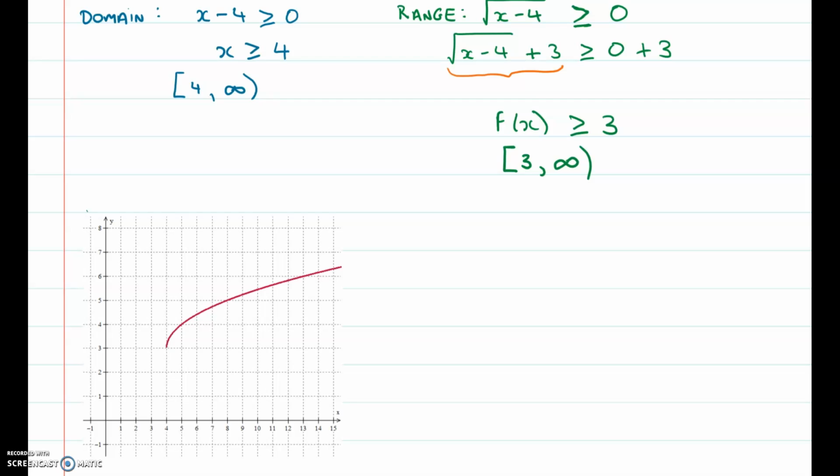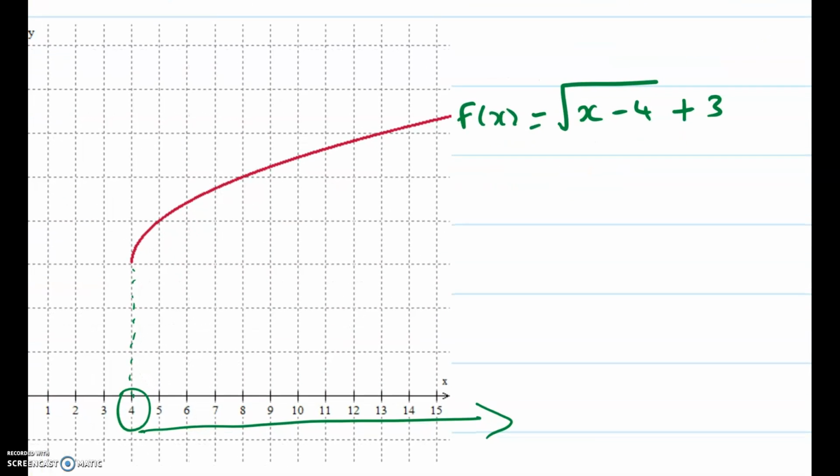Okay, so this is the graph. I'd drawn it earlier. This is f of x equal to the square root of x minus 4 plus 3. And remember, domain is, where does it start on the left? So the domain, it starts here. That's its starting point, and then it keeps going. So the domain is from, that's 4. Let me blow that up for you a little bit. So that's 4. So the domain is from 4 to infinity.